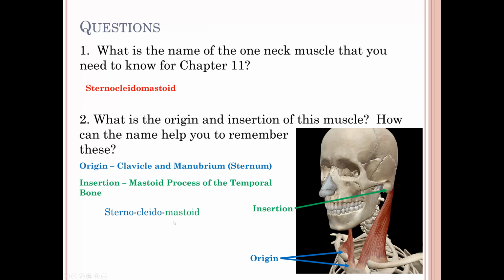So if I look at the name of this muscle, the sternocleidomastoid, and I break it into these 3 parts, the sterno part is another name for sternum. So that reminds me that the origin is on the sternum. Cleido is another name for the clavicle. So that reminds me that the clavicle is also part of the origin. And then the mastoid is referring to the insertion point on the mastoid process. So the name contains both parts of the origin and the insertion. So the sternocleidomastoid.